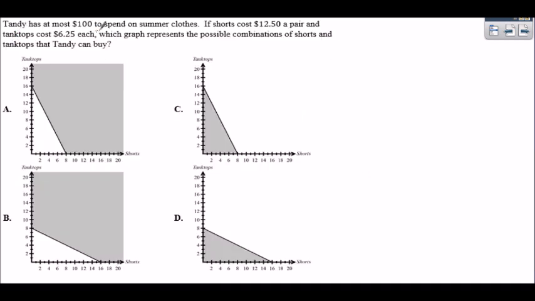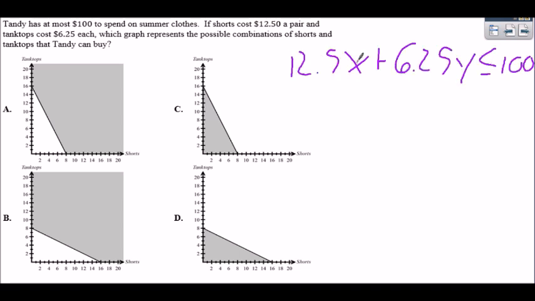All right, Taddy has $100 to spend on clothes. Shorts cost this much, tank tops cost this much. What combinations could she buy? So it's going to be, I said, $12.50 per short plus $6.50 per tank top. Has to be less than or equal to her budget.